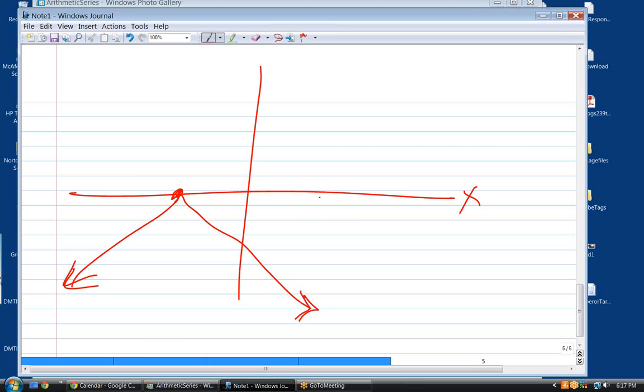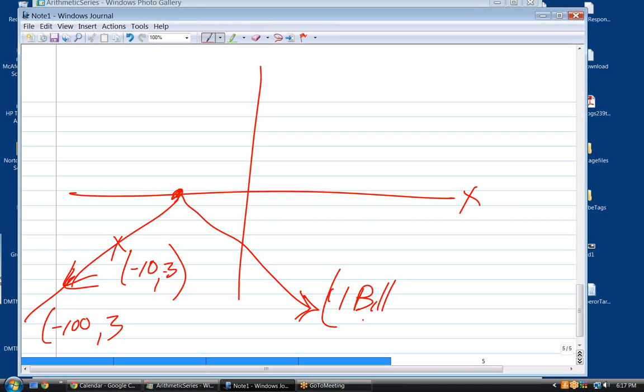If I'm looking at the x-axis, here's a point, that might be minus 10 comma 3, minus 3. But way down here, that might be minus 100 comma 3. And in a positive direction, we could go out to 1 billion. In other words, x is not restricted. I can go from negative infinity to positive infinity. Make sure you see why that is from looking at the curve. You're not looking at the y values, you're looking at the x values.